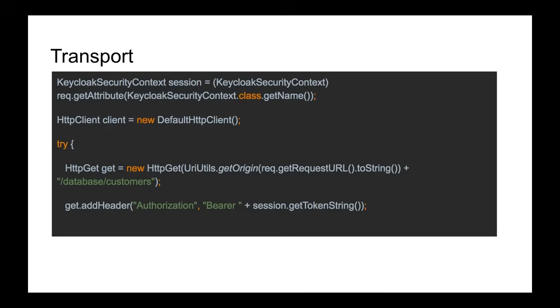Let's see another example. For instance, if you are in a Java application, this is more or less if you are in a servlet method and you need to call another service. That's pretty easy with Keycloak adapters. You can obtain a Keycloak security context. And from this context, you can obtain a token. And then you just use any HTTP client that you want or a REST client. Doesn't matter as long as you can put a header.